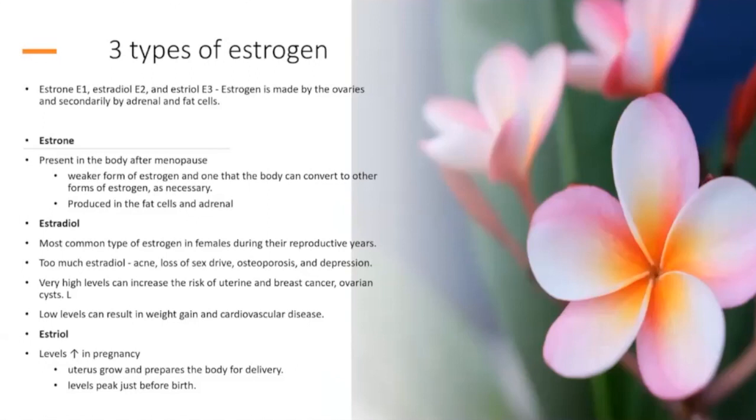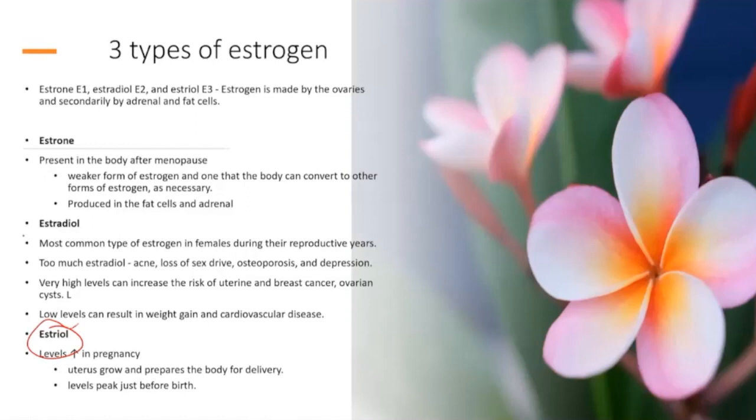We have three types of estrogen in the body, very simply: estrone, estradiol, and estriol. You don't need to worry about estriol. That is the hormone that is present in pregnancy. We're not talking about pregnancy today, so we don't have to worry about estriol, but we are going to talk about estrone and estradiol.